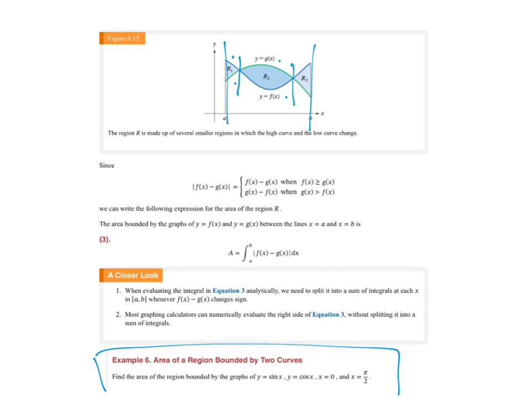And we're going to work it on a blank paper, but I want you to have it written down. It says, find the area of the region bounded by the graphs of y equals sine x, y equals cosine x, x equals 0, and x equals pi over 2.